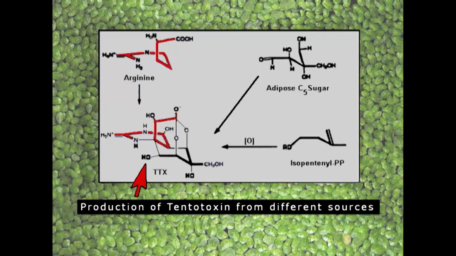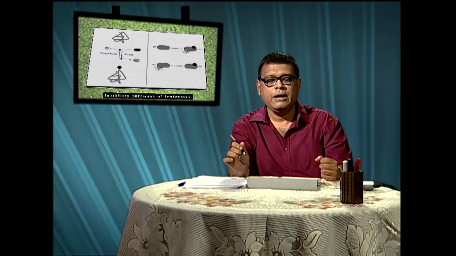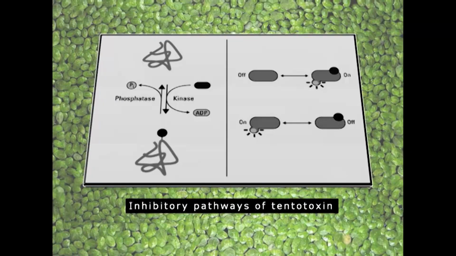So this is the tentoxin structure, which is actually a tetrapeptide, and this cyclic tetrapeptide can be produced from different amino acids, like arginine. It is also produced from adipose sugar, or it is also produced from isopentenyl pyrophosphate. So different primary metabolites within the plant cell will be utilized by the pathogen to produce the tentoxin. Now coming to the inhibitory pathways of tentoxin, primarily it is inhibiting the phosphorylation process both in respiration as well as in photosynthesis. So the energy generation will be in sheer doldrums.